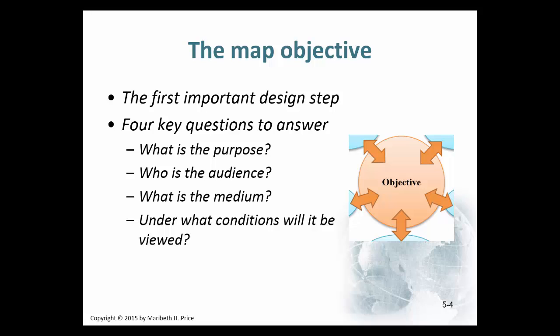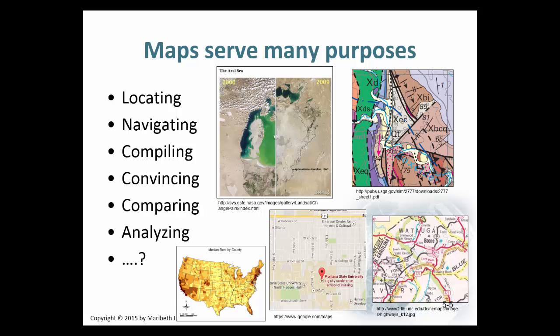The map objective is mission critical. What is the purpose of the map? Who is going to use the map? Is the audience a group of highly educated professionals or kindergartners or somewhere in between? How is the map going to be delivered? Online or paper copy? Maybe black and white. Maps serve a lot of different purposes. Navigation maps with your GPS help you find a particular address.